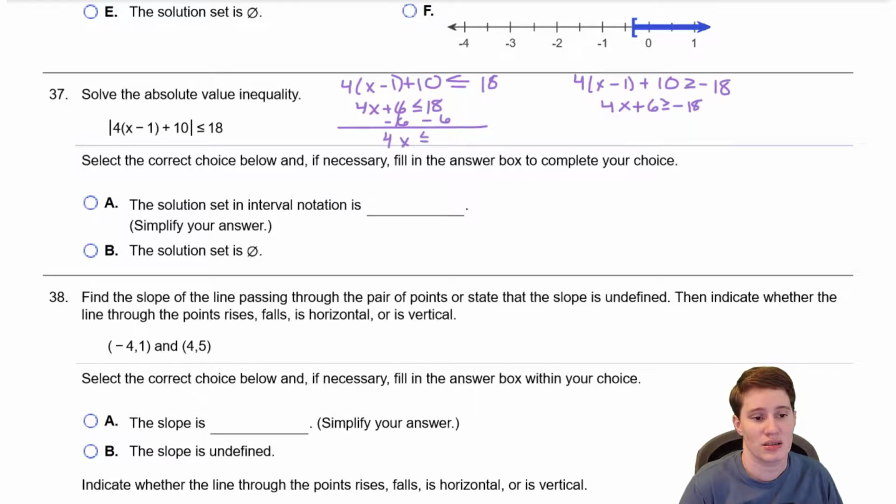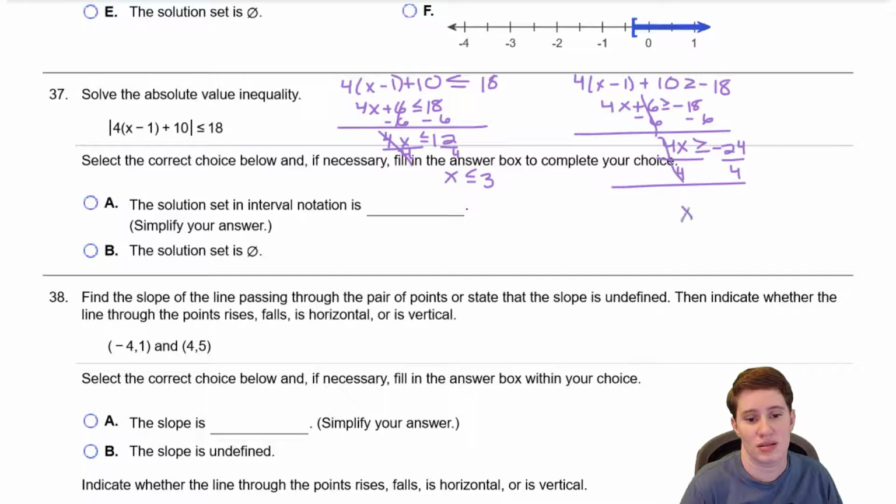So 4x is less than or equal to 12, so we divide by 4 and get x is less than or equal to 3. We subtract 6 on this side. 4x is greater than or equal to negative 24. Divide by 4, divide by 4. X is greater than or equal to negative 6.